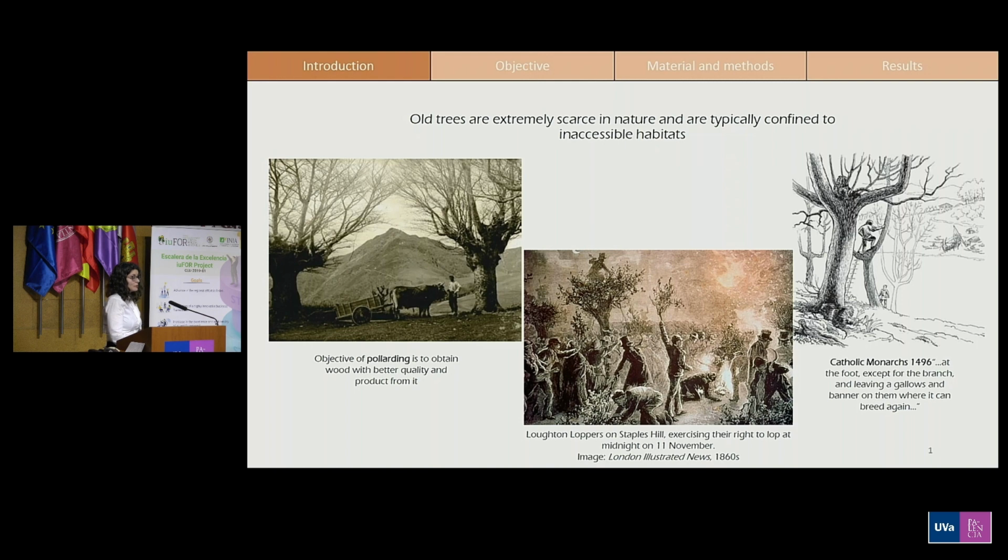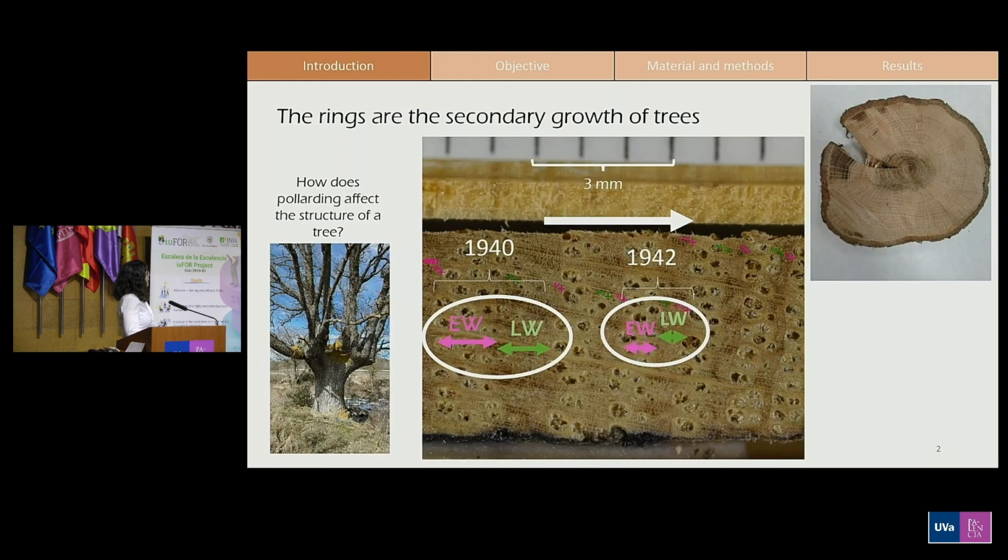Pollarding was applied to many species, Quercus, Fagus, Vaccinium, etc., although in the Western Iberian Peninsula the most common were the Pyrenean and deciduous oaks, which formed dehesas. In temperate environments, trees show visible growth rings in their xylem. These rings are formed mainly by the cambial cells and can be assigned calendar years. Therefore, all the events experienced by the trees are permanently recorded.